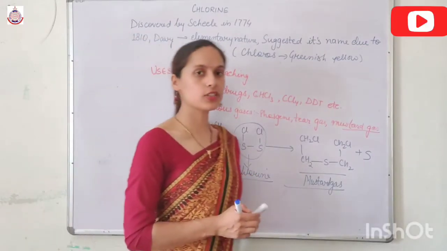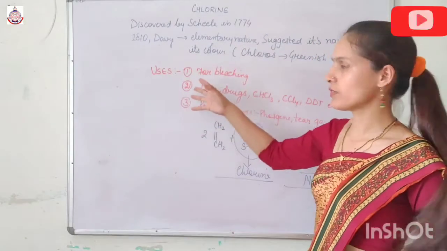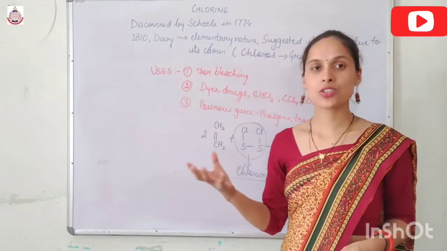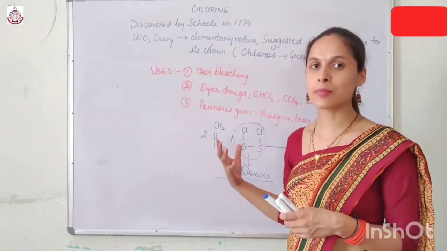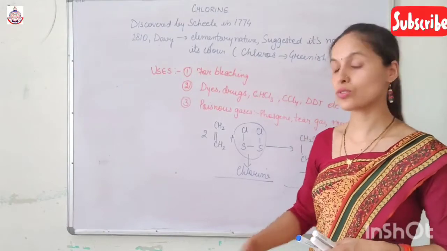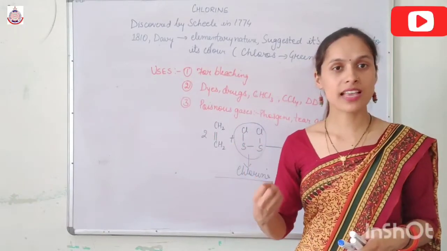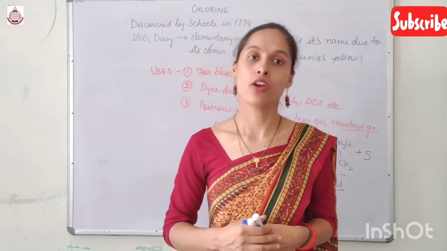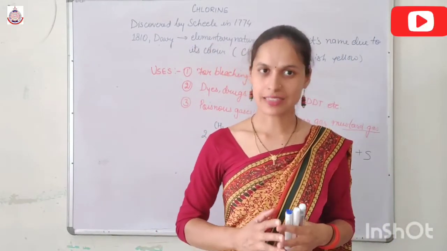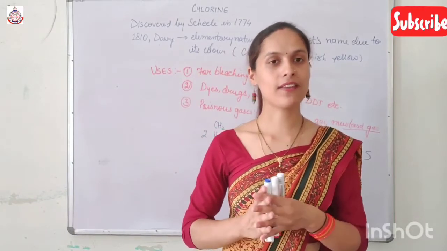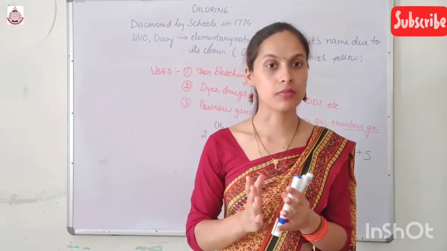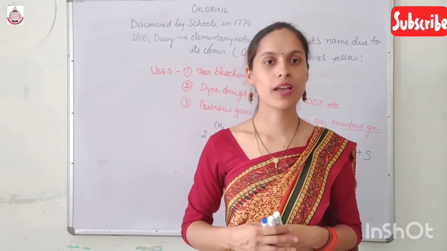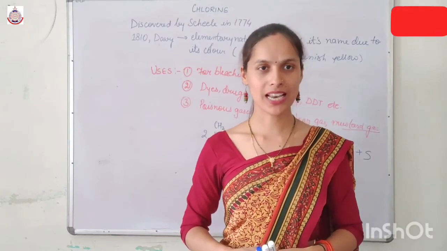So these are the different uses of chlorine. That is, it is used for bleaching because its bleaching action is permanent. It is used for the preparation of various dyes, drugs, and many organic compounds, and it is also used in the preparation of many poisonous gases, and one gas, the mustard gas, was used by Germans in World War I. So students, that's all for today. In this video we have studied the different properties, preparations, and uses of chlorine. I'll see you in my next video with a new topic of the halogen family.